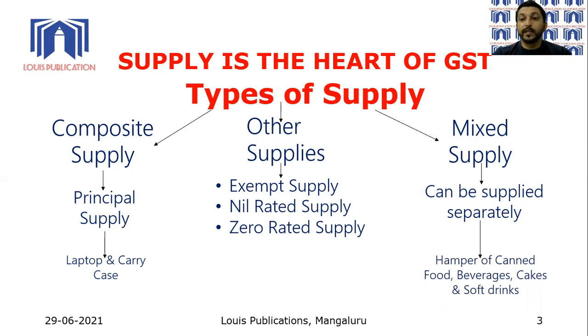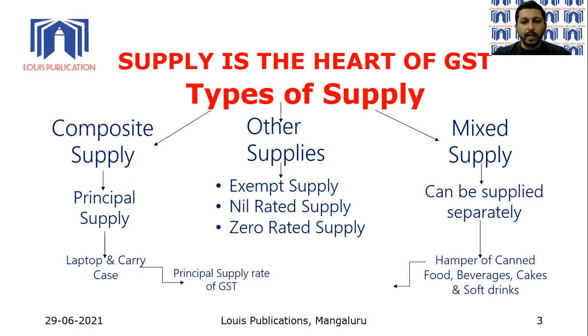Now, a very important point that we are going to analyze as well in the upcoming slides is what will be the rate of GST in case of composite supply. I mentioned principal supply and ancillary supply. In case of mixed supply, there is no principal, there is no ancillary. All are important supplies in themselves. So what will be the rate of GST there? In case of composite supply, whatever is the GST rate of the principal supply, that will be the rate of GST taken on such a transaction value.